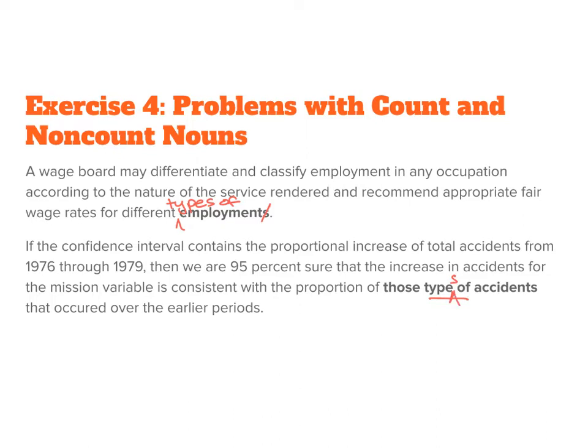And so again, I'm actually leaving that little misstep of my own in this video so you can see how you can check it. Initially I was like, oh, you just need to make that second part plural, but accidents is a countable noun. But because it has that type of attached to it, you want to make sure that that part is also plural. So those types of accidents that occurred over the earlier periods.